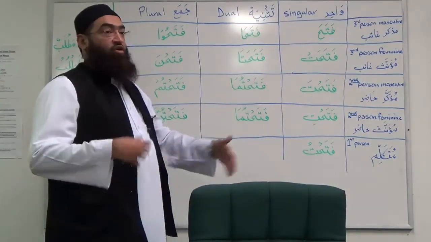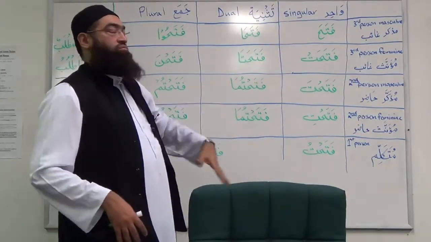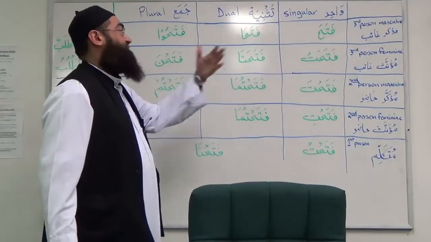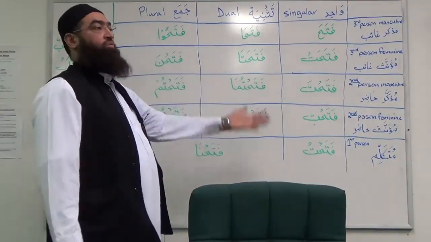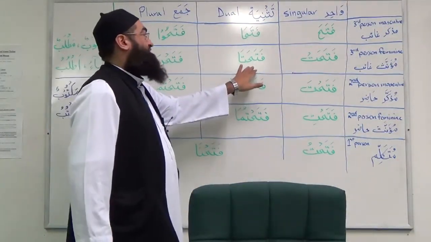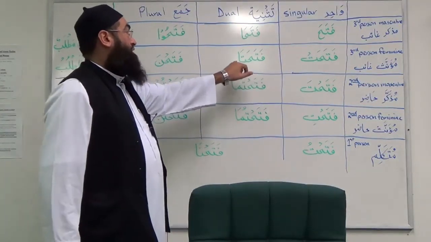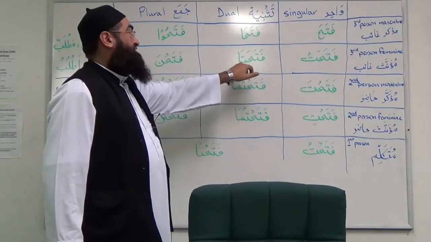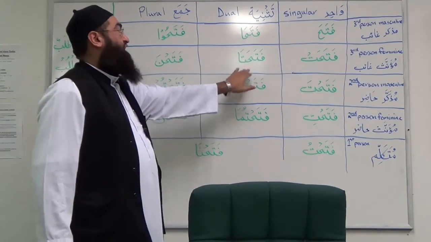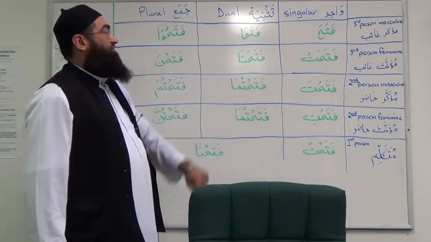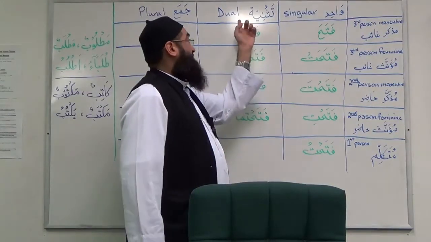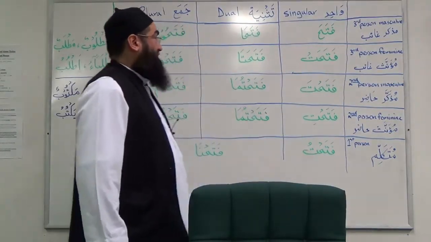I'm going to do it over and over again with different words. So even though I'm going fast, I'm going to do another one, another word, and another word, so it will make sense. Fatahata, those two women opened the door. You added a ta and an alif with the fatha on it to fataha, and it became fatahata, and this is how you make the dual third person feminine.